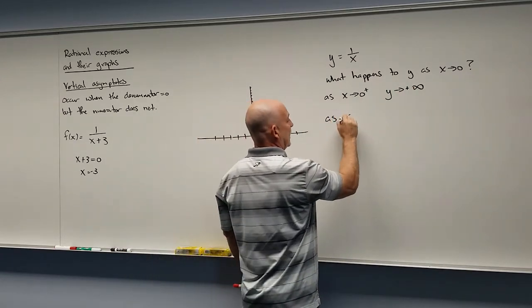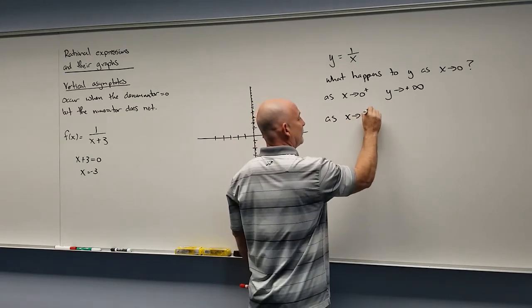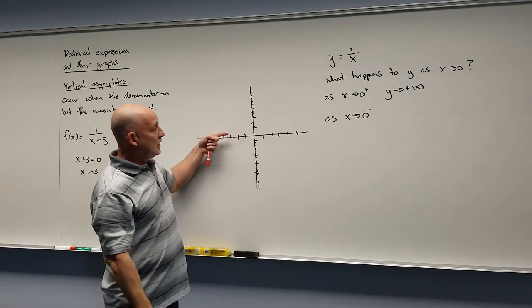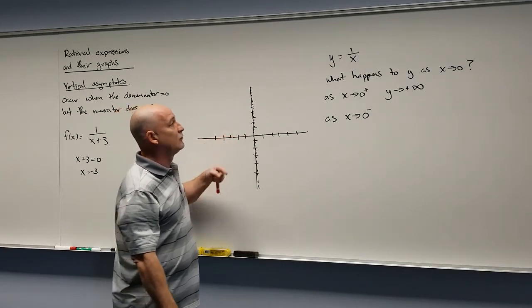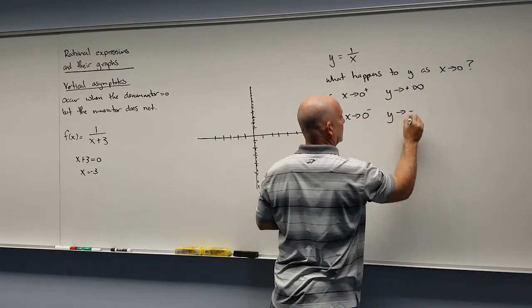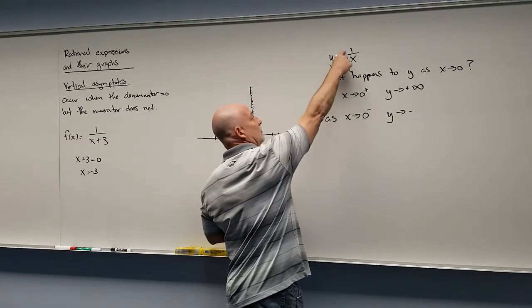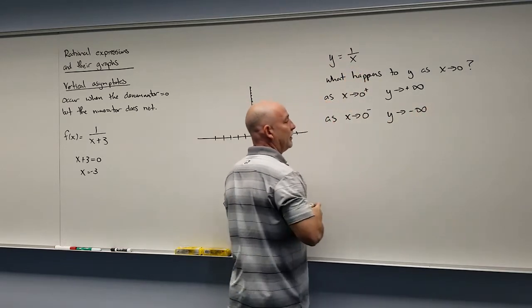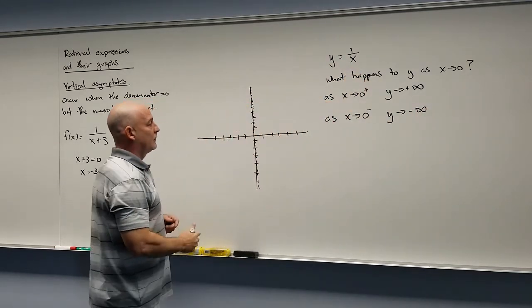As we approach x, as x approaches 0 from values less than 0, so now think about it, we're heading this way, here all our x values are negative. A positive divided by a negative is going to give me a negative number. And since we're taking a number and dividing by something that's getting smaller and smaller, it's getting bigger and bigger. Okay, so here's the idea.